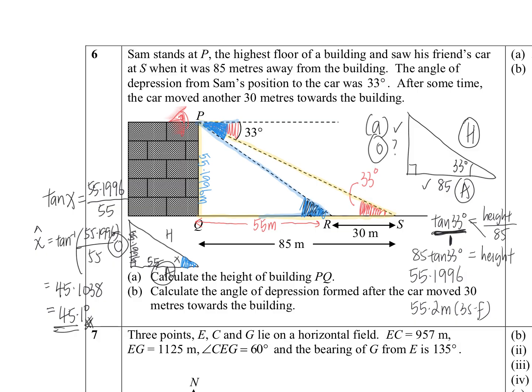So to find angle E, I use tangent inverse. It should be a very small angle only, because the tower is very short. What's the answer? 3 point something. 3.587. So it's 3.6 to 1 dp.